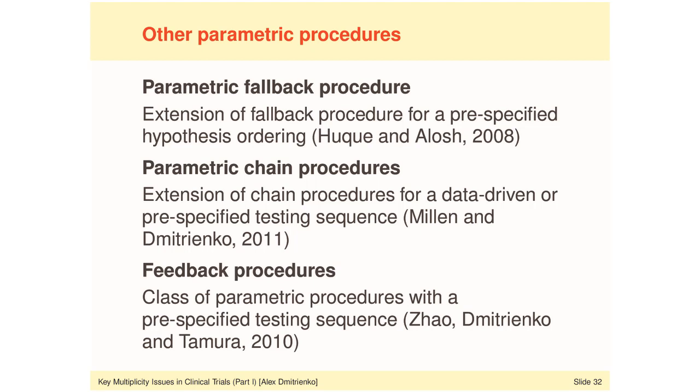And likewise, a class of parametric chain or graphical procedures can be developed, and they can be used in two different settings. For example, when the hypothesis ordering is data-driven or when it's pre-specified. And finally, at the very bottom of this slide, there's another class of parametric procedures with a pre-specified testing sequence known as feedback procedures. And procedures in this class have found important applications to clinical trials with multiple populations. For example, when there's a targeted subgroup in addition to the efficacy test in the overall population.